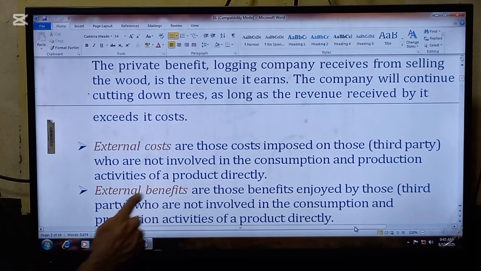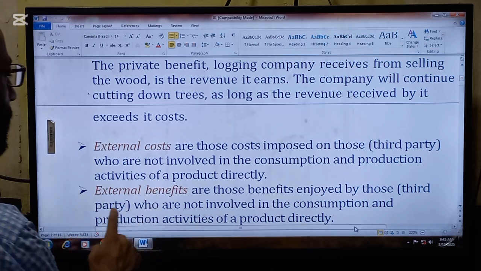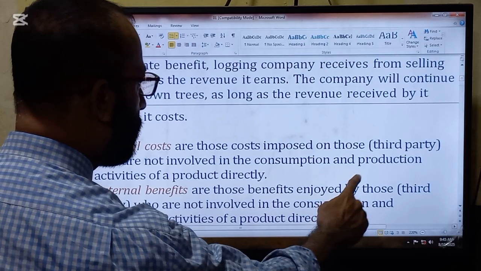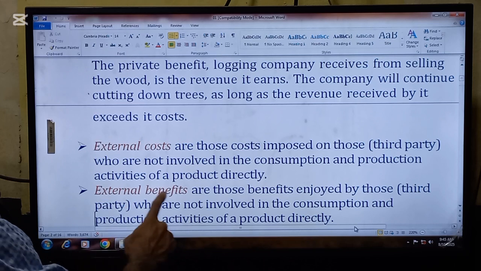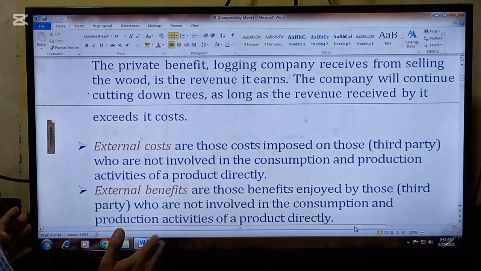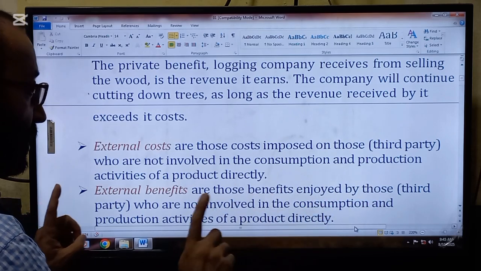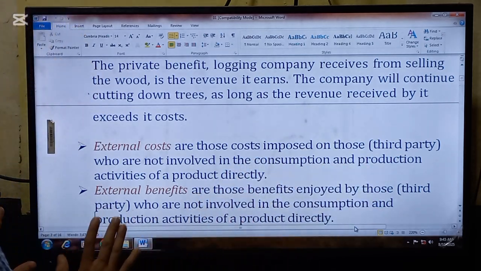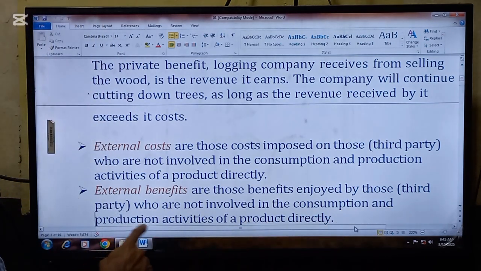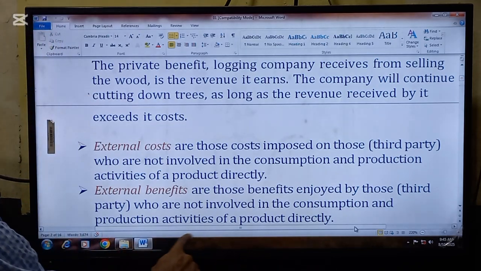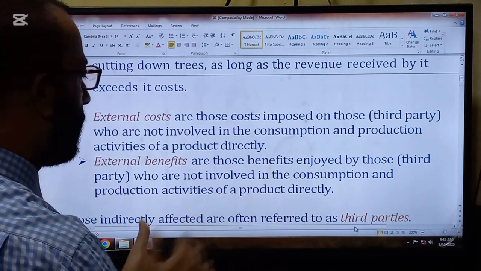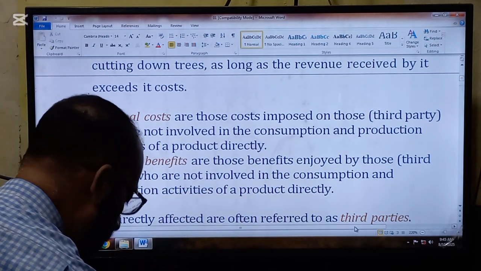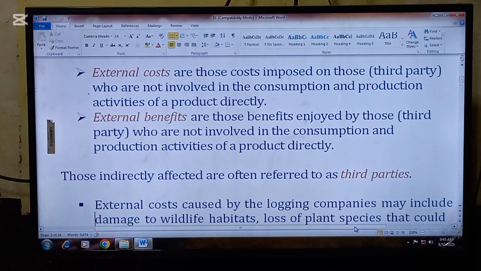Number one is external cost. Number two is external benefits. External costs are those costs imposed on third parties who are not involved directly in the consumption and production activities of a product. So these are the costs actually imposed on the third party, which is not involved in the consumption and production activities. And external benefits are those benefits enjoyed by third parties who are not involved directly in the consumption and production activities of the product. So these are the costs and benefits which are actually borne by the third party, which is not involved in the production or consumption of the activities.